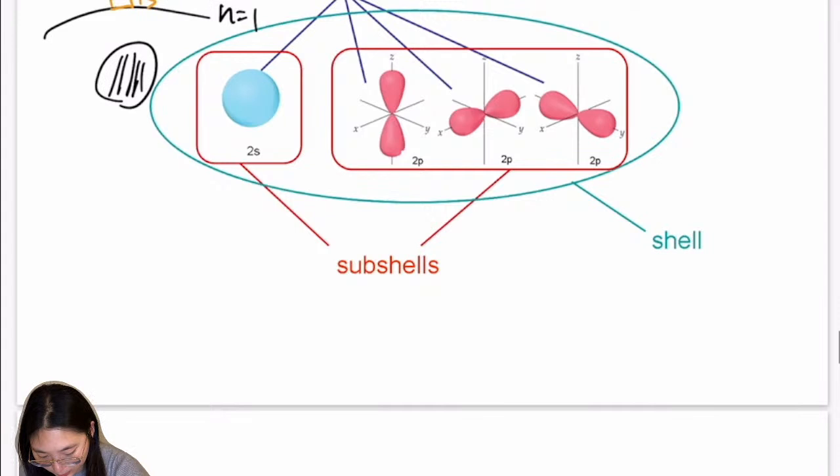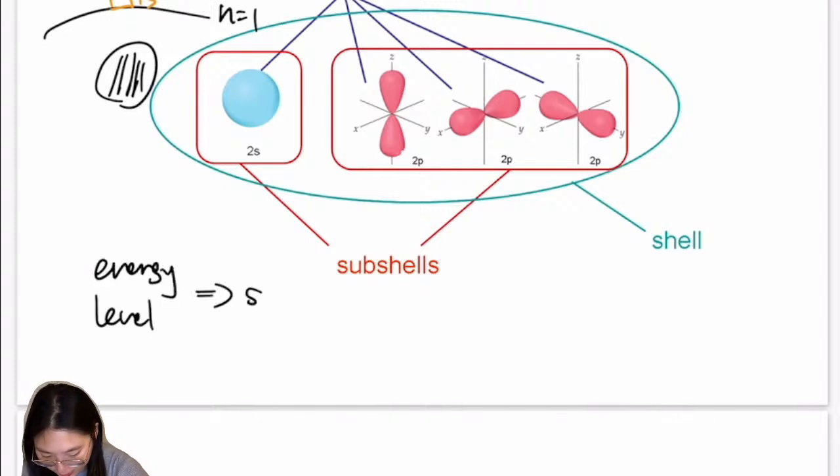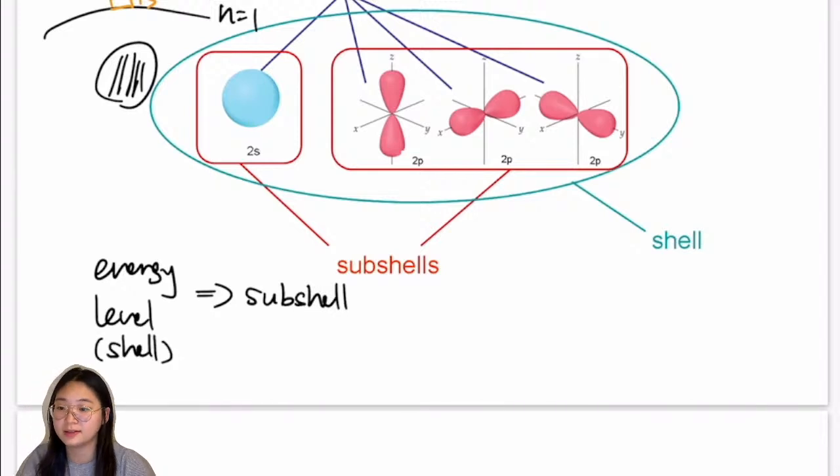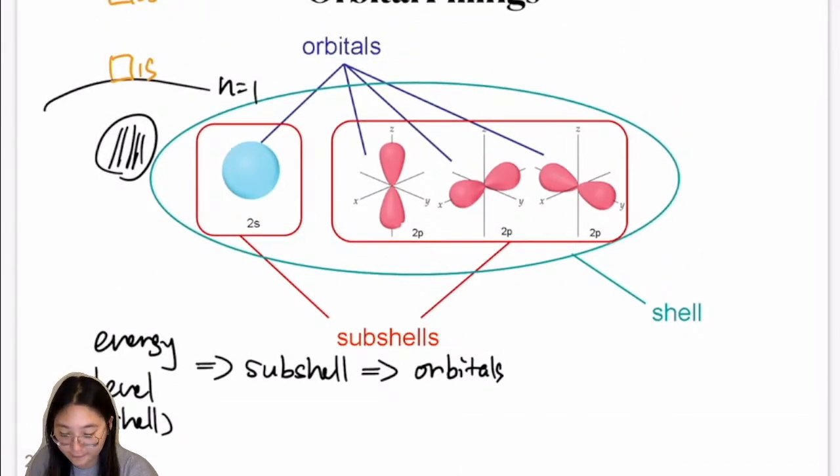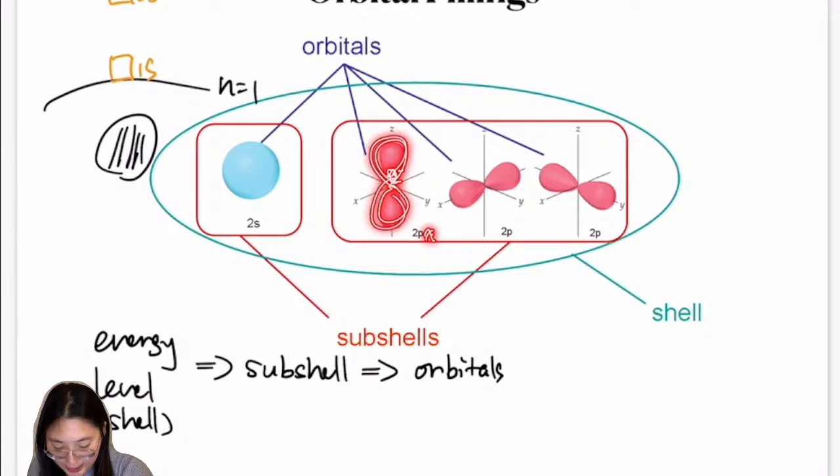So we have the energy level, n, and then we also have the subshell. The energy level is also called the shell. Inside each shell, there are subcategories or sublevels called subshells, and inside each subshell, we also have orbitals. Let's say for p, there are three orbitals: 2px, 2py, and 2pz. Once an electron is in 2px, it can only move inside 2px. It cannot go from 2px to 2py.